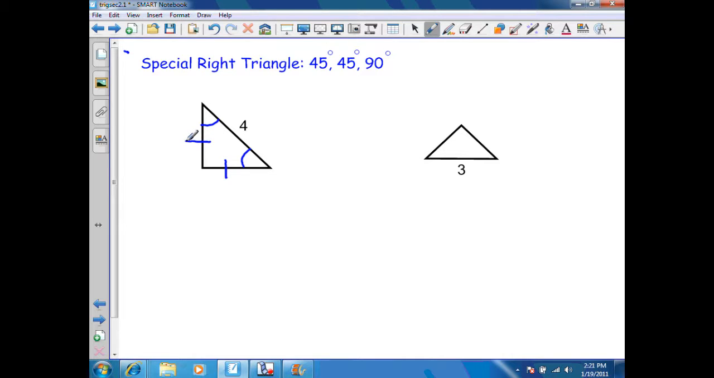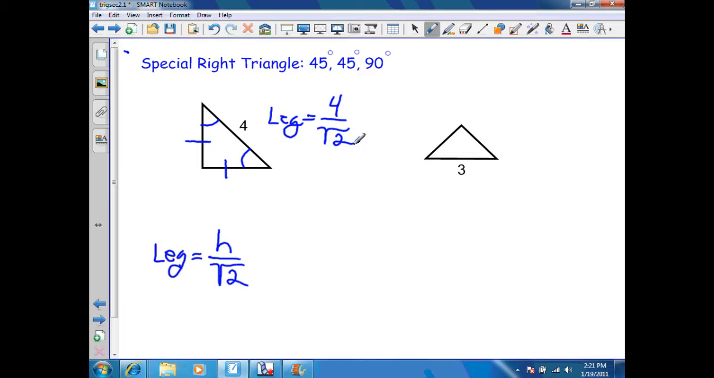Now, I find the measure of those legs by knowing the measure of the hypotenuse. The formula I'm going to use is going to be this. Knowing the measure of a hypotenuse, I can find the measure of a leg by taking the hypotenuse and dividing by the square root of 2. So in the first example, all I need to do to find the measure of a leg is to take the hypotenuse, which is 4, and divide it by the square root of 2.